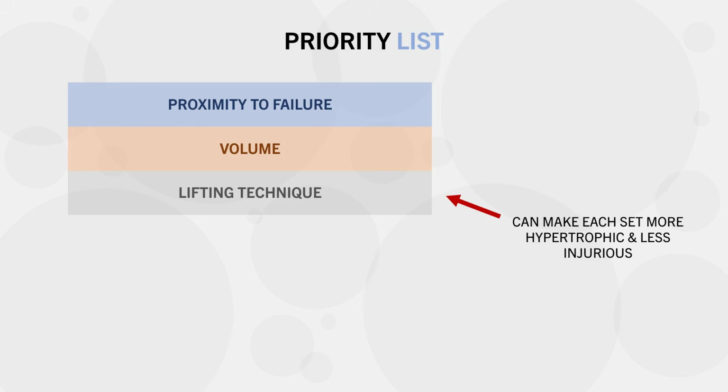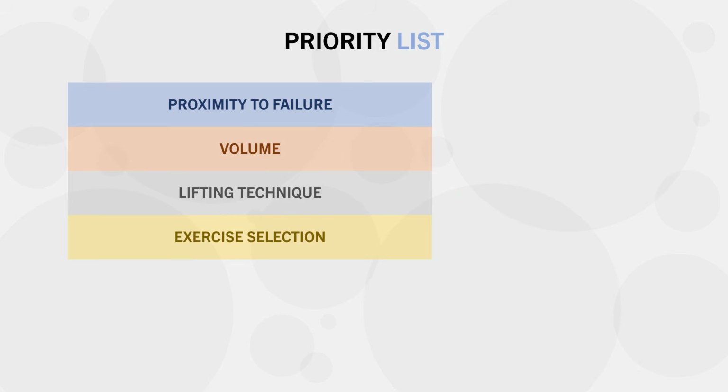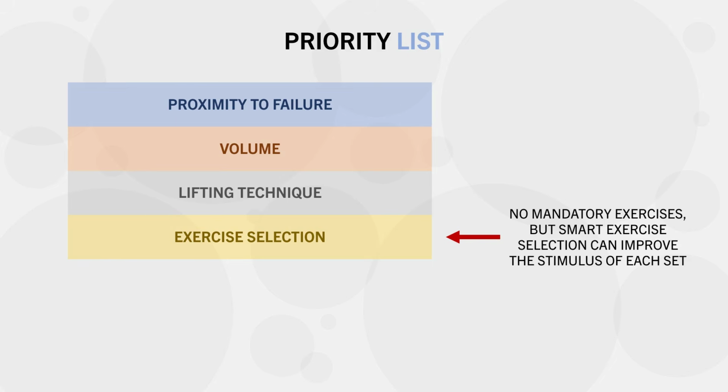Next, I have chosen exercise selection. As we know, hypertrophy can be achieved using many different exercises which train the same muscle group. So there are no mandatory exercises, which is why it doesn't rank very high on the priority list. However, exercise selection is still important because, like we mentioned earlier in the video, we can improve the hypertrophic stimulus of each set by selecting the exercises which provide the greatest stress to the target muscle.